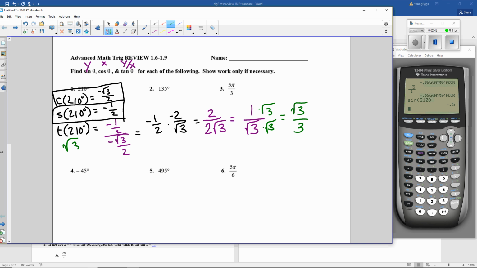I'm going to erase all this work in just a second. So you probably want to do some of this work on a separate sheet of paper, unless you can write a little bit smaller.